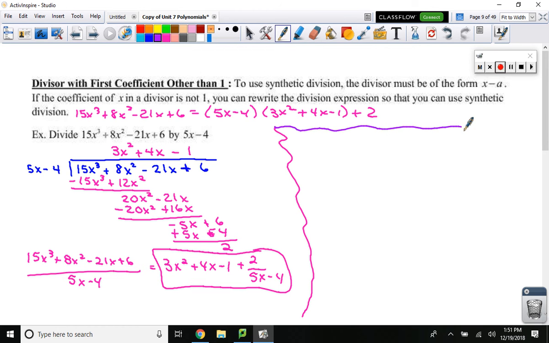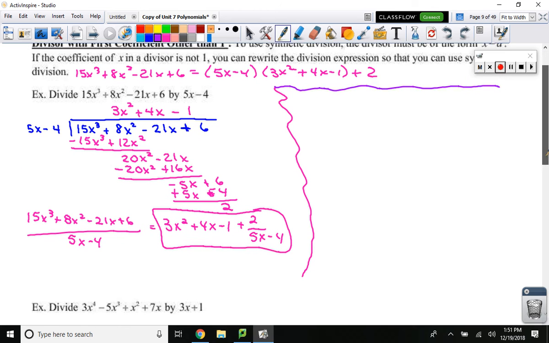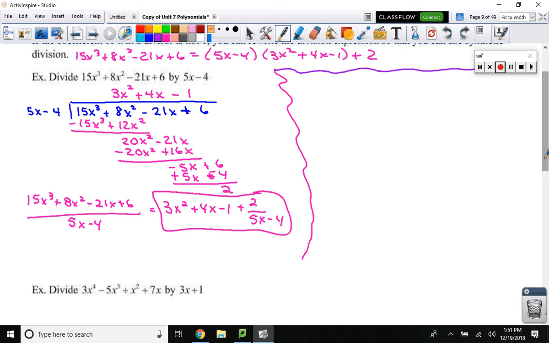Alright, so what are we doing? What are we getting in the box? 4/5, right? We get 4/5 for the box. 5x minus 4 equals 0. 5x equals 4. x equals 4/5. 4/5 in the box. My coefficients are 15, 8, -21, and 6. Draw my line. Bring down my 15.